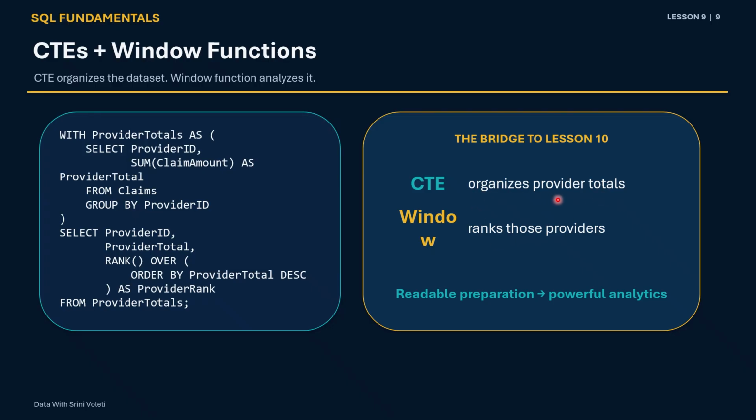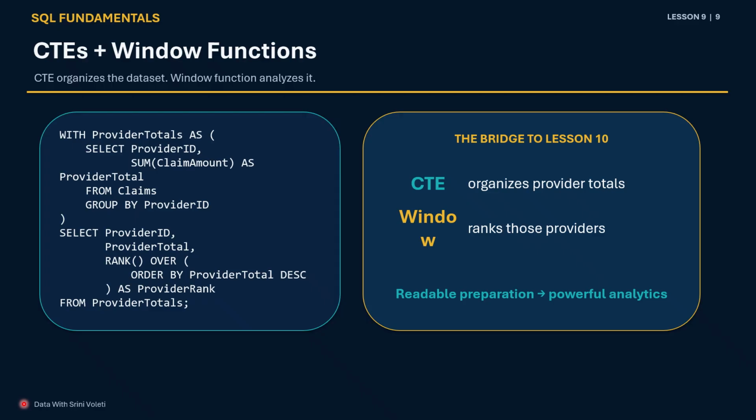CTE equals organize. Window function equals analyze. This pattern appears constantly in real analytics SQL. For example, a CTE may first calculate monthly member spend, and a window function may rank members within each region. A CTE may first calculate provider claims total, and a window function may rank providers. A CTE may first prepare one row per member per month, and LAG may compare the current month with the previous month. This is why CTEs are not just another syntax topic. They become part of how we structure analytical thinking.